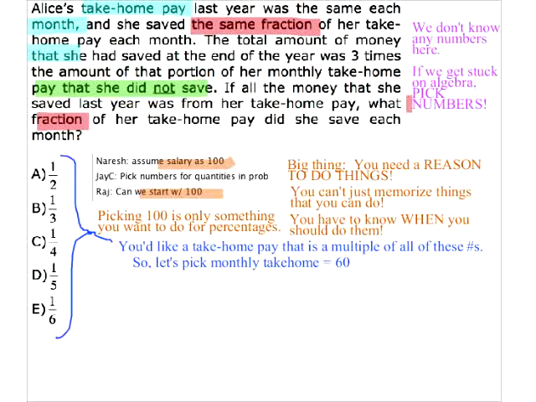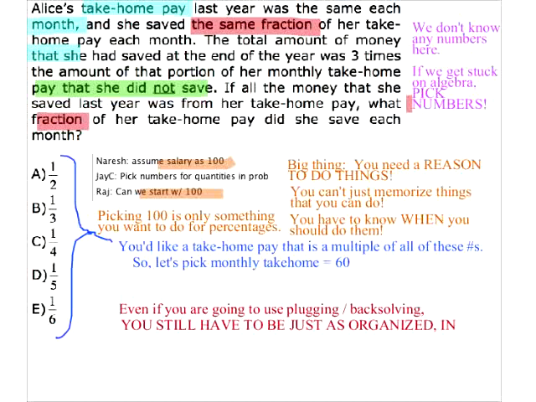Now, here's my point. Even if you are going to back solve or plug in numbers, you still have to have exactly the same degree of organization. You still have to be just as organized, in the same kind of way as if you were going to do algebra. Back solving and plugging are very, very powerful ways to get around doing the algebra. What they will absolutely not ever get you around is organization. If you don't know how to set up the problem, you're not going to know how to set it up just because you've picked numbers. The setup is still the same.